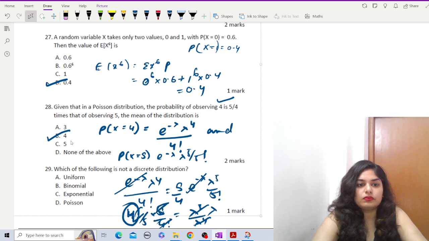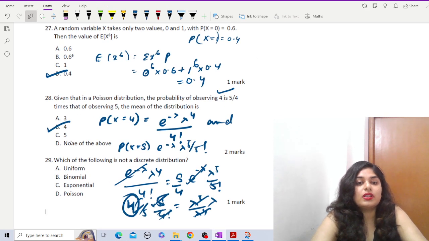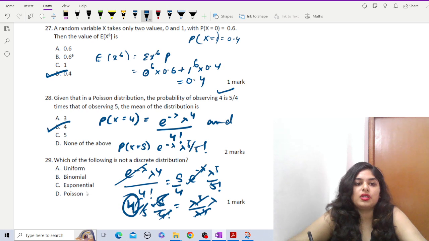Last one. Which of the following is not a discrete distribution: uniform, binomial, exponential, and Poisson? Binomial has a PMF, and Poisson also has a PMF, but exponential is definitely not a discrete random variable. Here we have a PDF. So it's C. Okay.